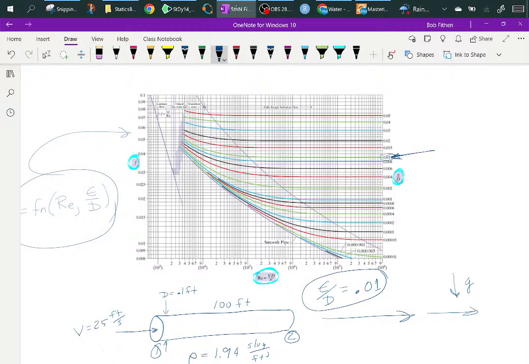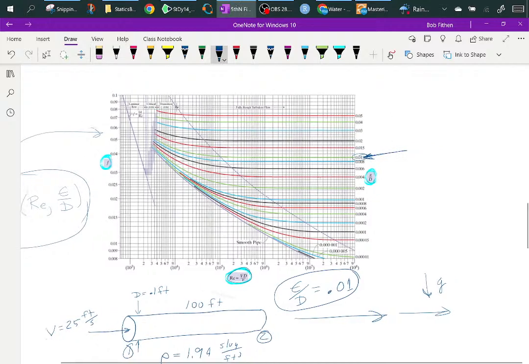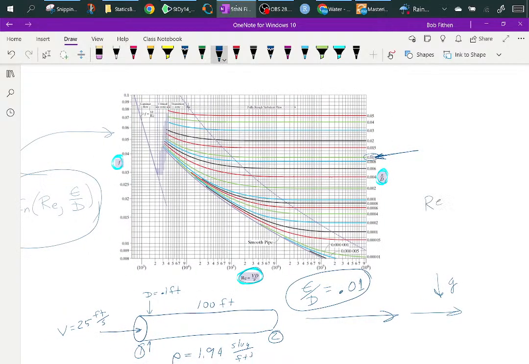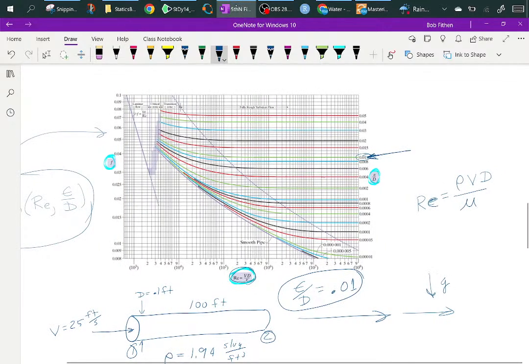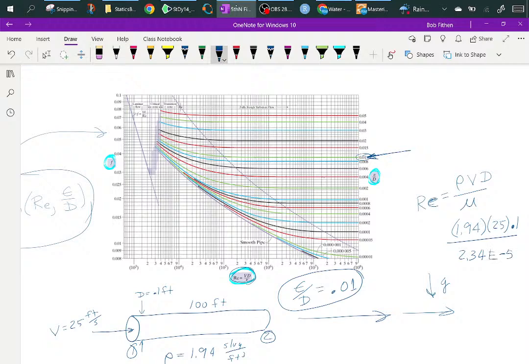Then we're going to say, what is my Reynolds number? Well, my Reynolds number is equal to rho, velocity, diameter, over mu, which is written this way, but that's the same thing. So I get 1.94 times the velocity of 25 times the diameter of 0.1 over 2.34 E to the minus 5. I want to see if it can figure that one out. That will be really interesting.